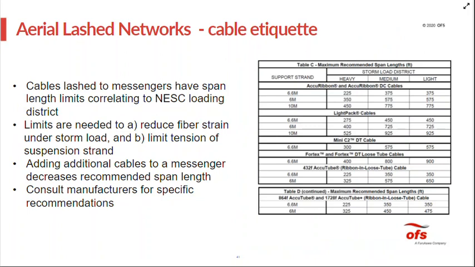So cables lashed to messengers have some span length limits correlating to NESC loading district. And so just one of the things to highlight is, even though there is a messenger and a fiber optic cable, we just also need to make sure that we are keeping the applied load on those fibers less than the 0.2% long-term strain. And so there are some limits on what you can do with typical fiber optic cables when they are lashed. And so the limits are needed to reduce the fiber strain under storm load, as well as just limit the tension of the suspension strand.